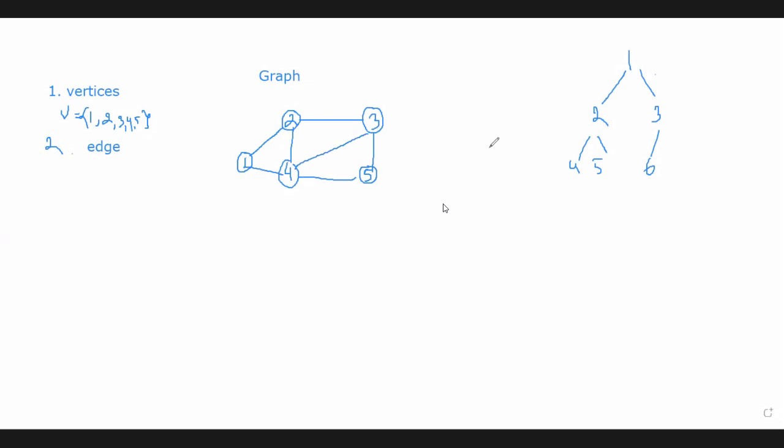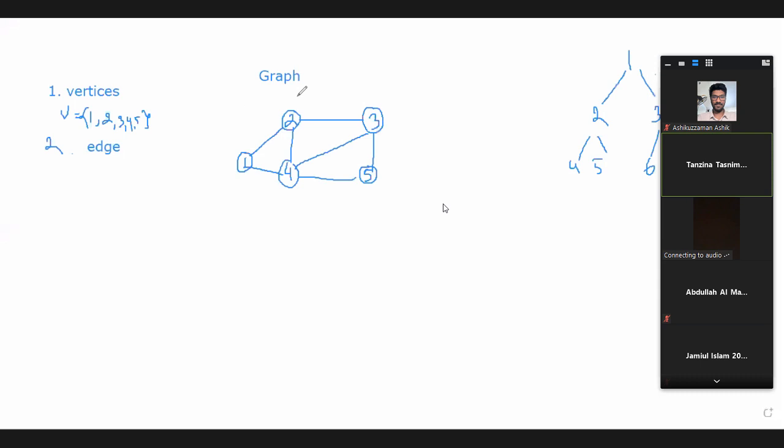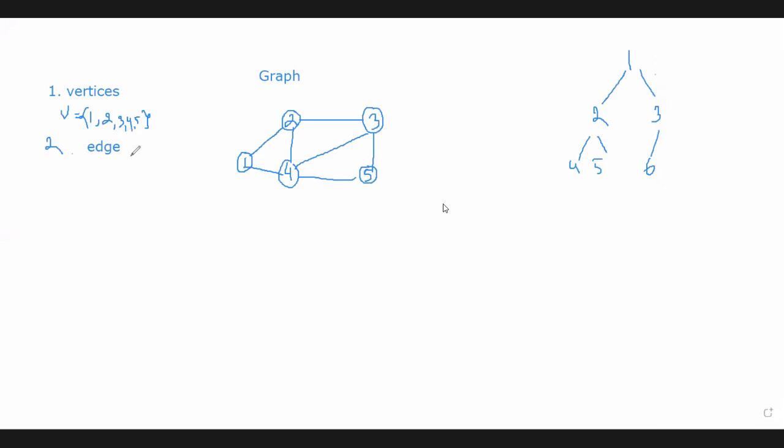So now look at the structure. Can we call it a graph? Yes, because the definition of a graph is that it should have some vertices, and this structure has exactly 5 vertices, 1, 2, 3, 4, 5, and it needs to have a set of edges. So how many edges are here? 1, 2, 3, 4, 5, 6, 7. There are 7 connecting lines between any 2 nodes of this.